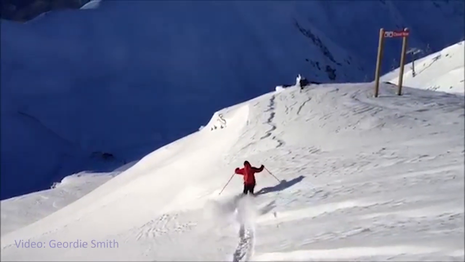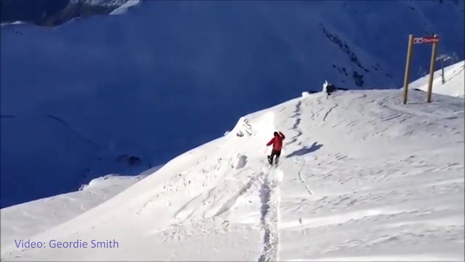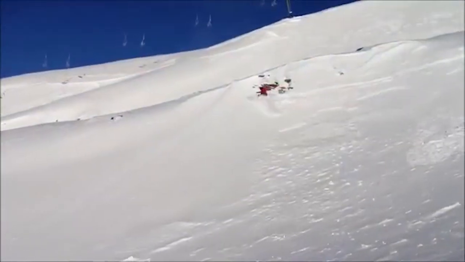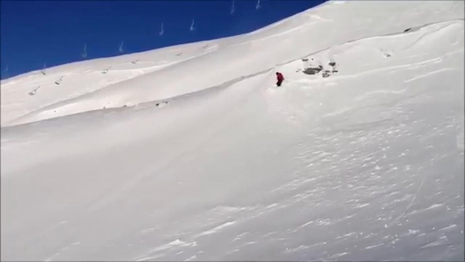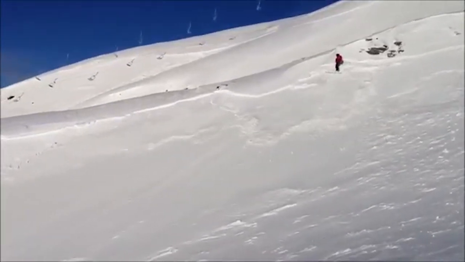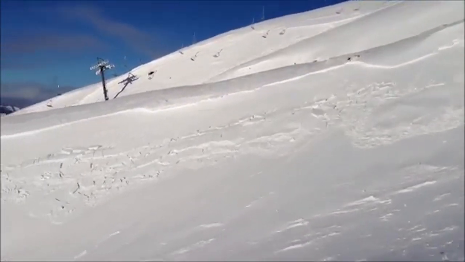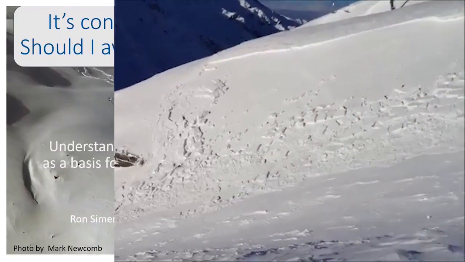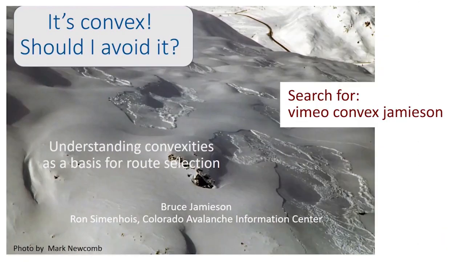Of course, during ski cutting, avalanche professionals often trigger avalanches at convexities, so triggering the crack in the weak layer and the crown fracture ideally occur at the same place. Not convinced that triggering the crack in the weak layer and the crown fracture are separate stages? Check out this video that Ron Simonhaus and I put together in 2021.